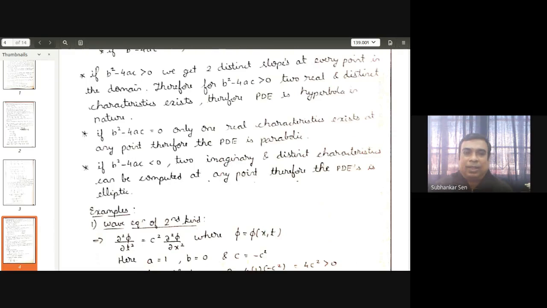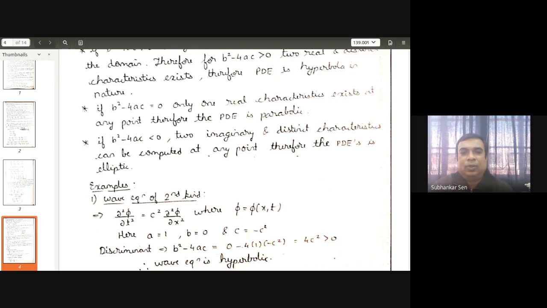Now, the last case is when b squared minus 4ac becomes negative. In this case, we say that no real characteristic exists, and we get two imaginary or distinct characteristics. So there is no real characteristic. In this case, we say that we are dealing with the elliptic partial differential equation. So the partial differential equation will be elliptic in nature.